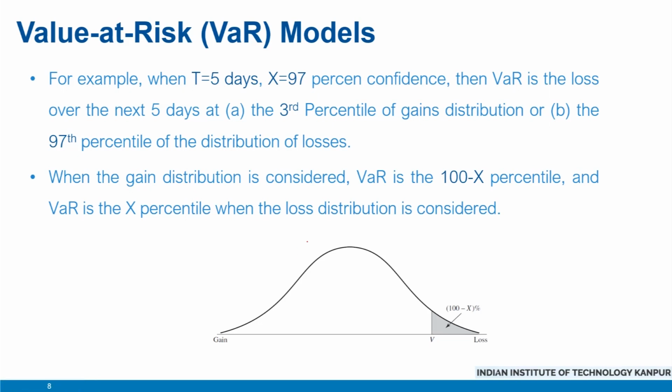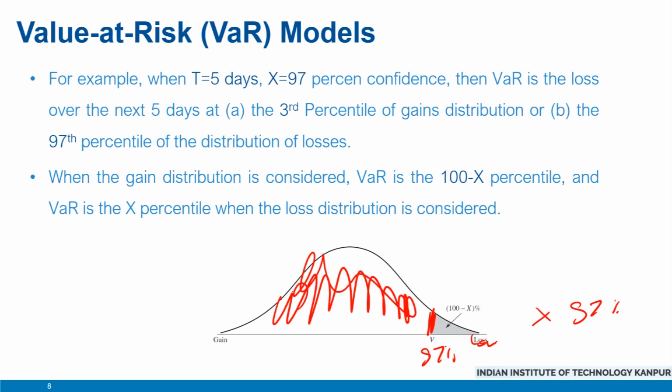So again, to just repeat that, if you're considering the loss distribution, you have losses on this side and you want to be, let's say, 97% confident, then this cutoff value is the 97 percentile. That means the area under the curve, the area in this probability distribution, this cumulative area is 97 percent, or essentially this cutoff point is 97.